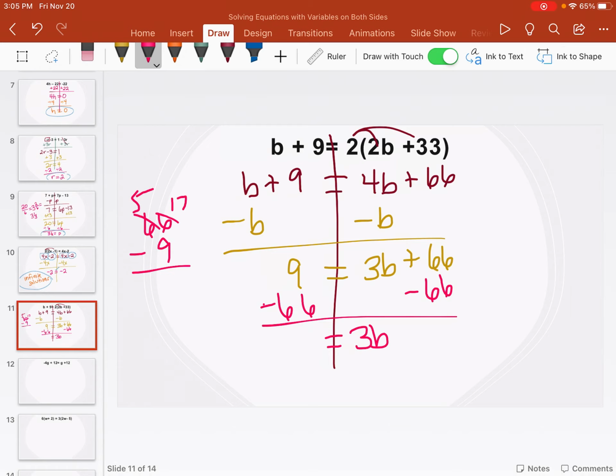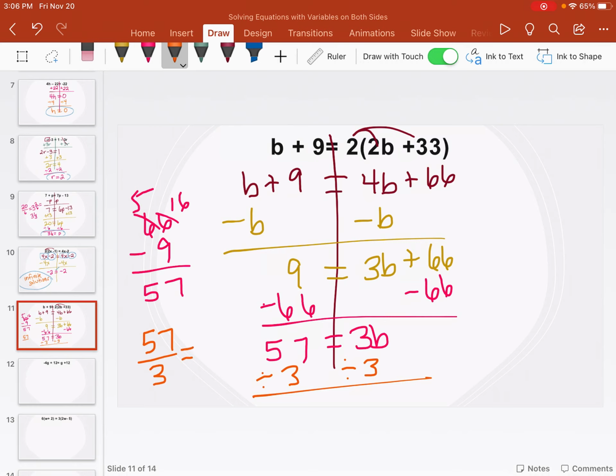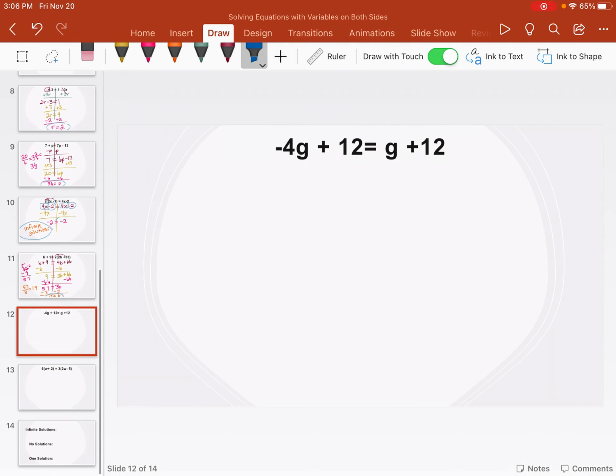borrow, gonna give me 58. Oh, just kidding, 57. I don't know why I made that a 17. Sorry about that. 57. And then I will divide by 3. 57 divided by 3. 3 comes out of 57 19 times exactly. You could do the division off to the side if you need to, and that's just fine. I am going to just do that. Okay. All right, next one.